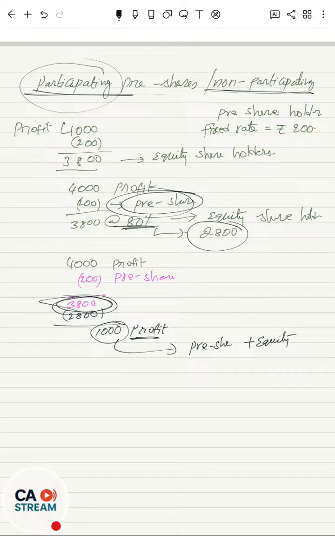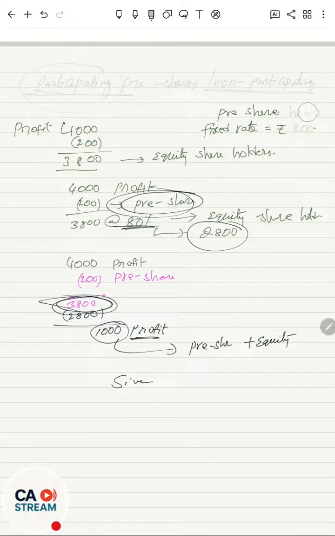So what do you mean by participating shares and non-participating shares? If you ask me for a single-line answer: after the fixed amount is taken by the preference shareholders, out of the share of the equity shareholders, if the preference shareholders are still getting a share, then it amounts to participating preferential shares.